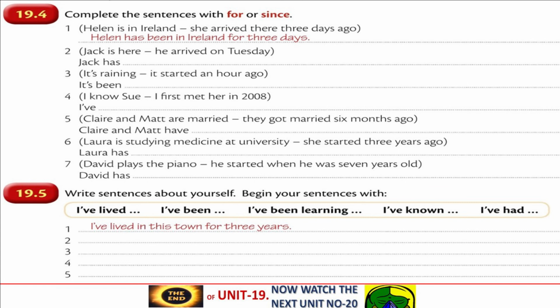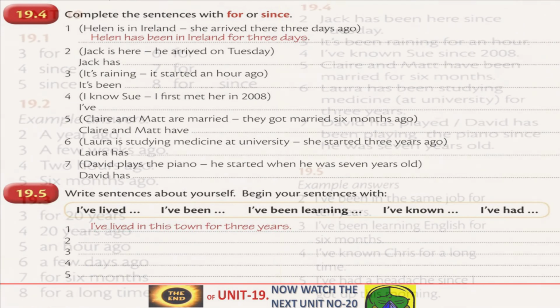19.5. Write sentences about yourself. Begin your sentences with I have lived, I have been learning, I have known, I have had. Number 1. I have lived in this town for 3 years. Number 2. I have been in the same job for 10 years. Number 3. I have been learning English for 6 months. Number 4. I have known Chris for a long time. Number 5. I have had a headache since I got up this morning.